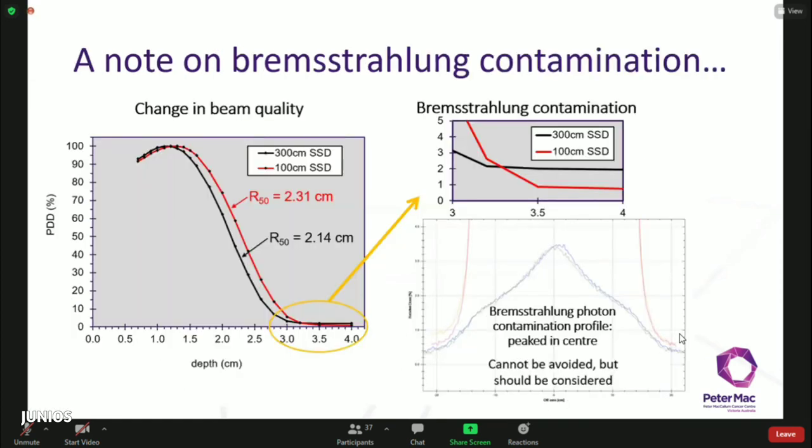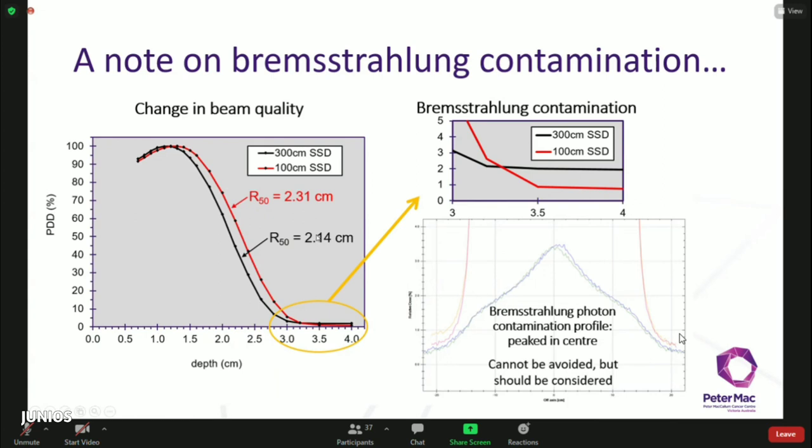So I'll just finish off by making a quick note on Bremsstrahlung photon contamination. So even though we're dealing with electron fields, you do also have to consider that there is photon contamination as a result of interactions within the scatterfoils in the machine. So you can see here we've got an electron PDD under standard conditions, so 100 SSD for a 6 MeV beam, you can see in red. And in black, we've actually got a PDD for the same beam, but at our 3 meters SSD, which is what we use for TBI.